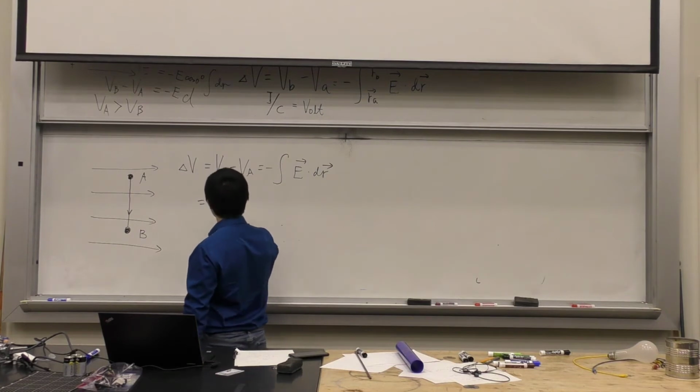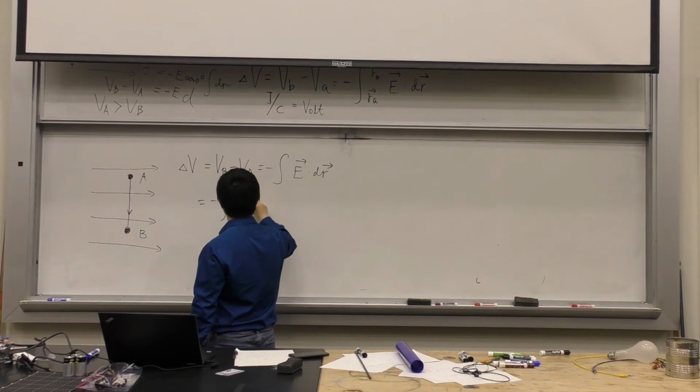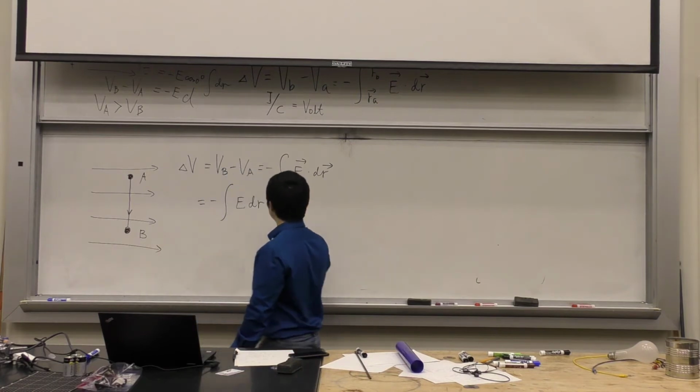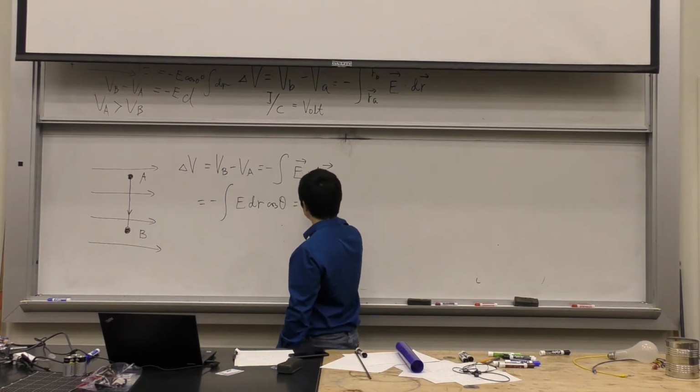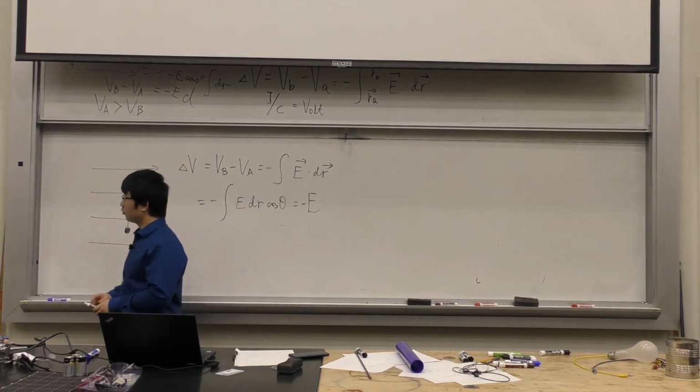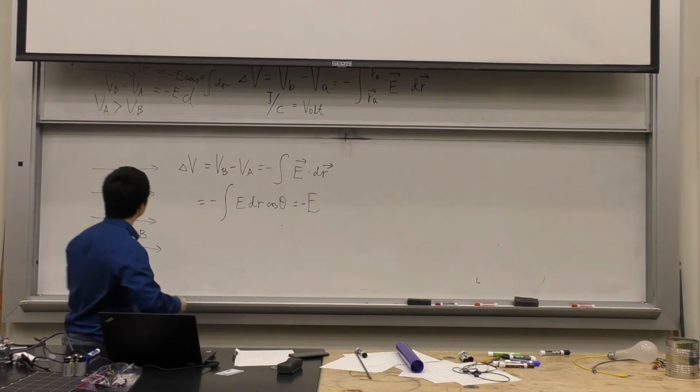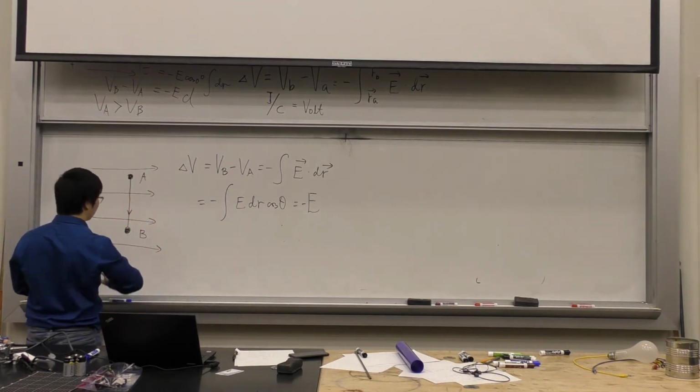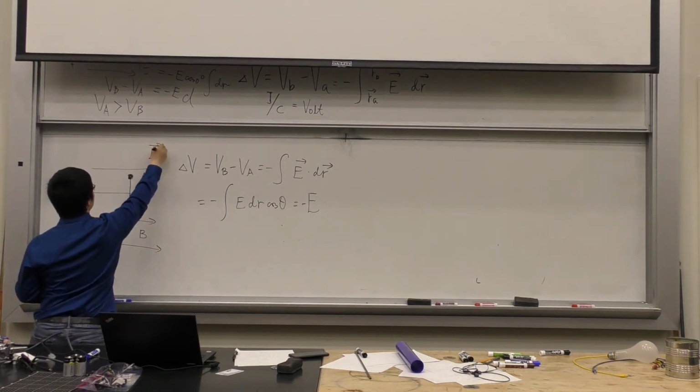And this is a special case, so we don't really need to evaluate anything. It's still going to be E dr cosine theta. But now E is a constant, uniform electric field, so take it out. Now cosine theta is going to be the angle between E and dr. The electric field is in that direction, right? This is still the uniform electric field we're using.